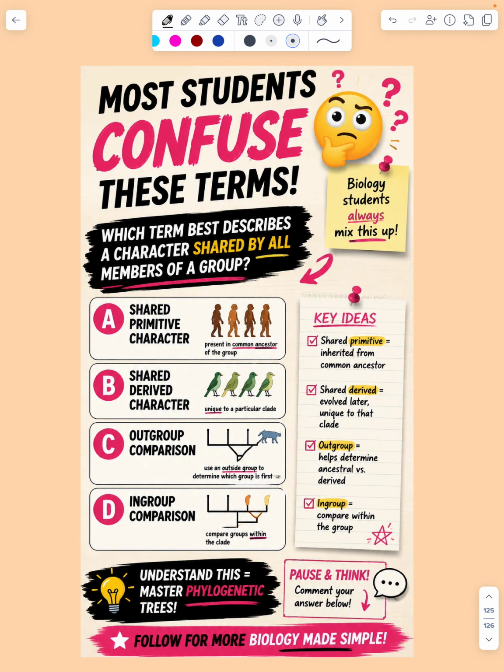Let's see if you actually know this one. Which term best describes a characteristic shared by all members of a group? Is it shared primitive character, shared derived character, outgroup comparison, or in-group comparison?